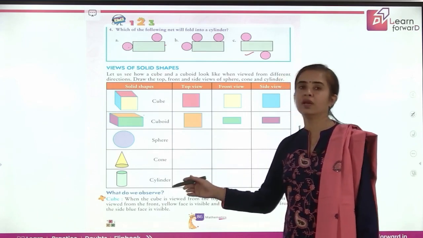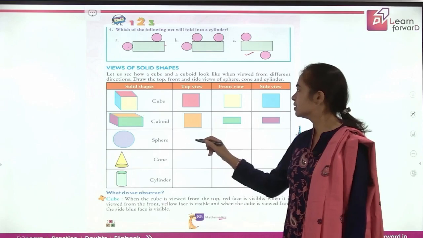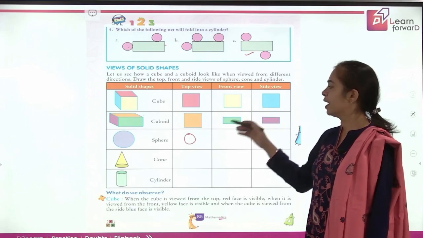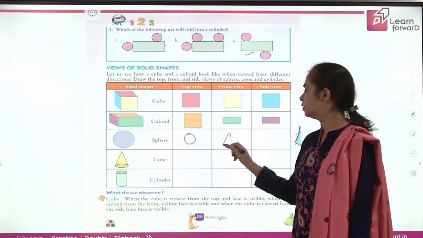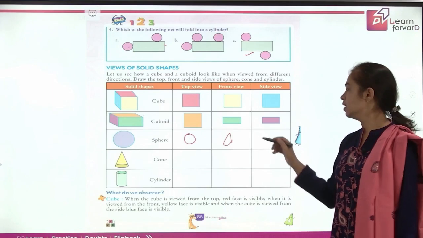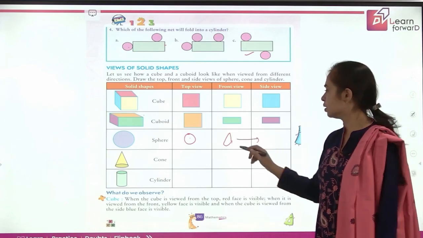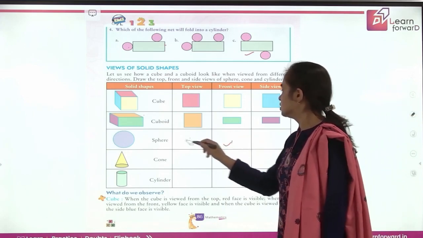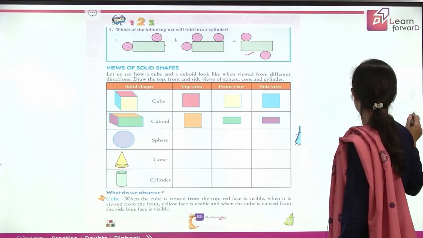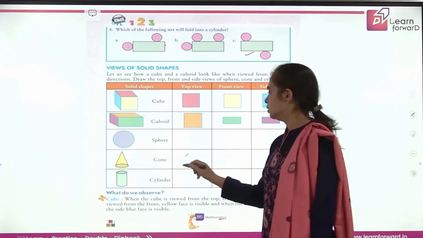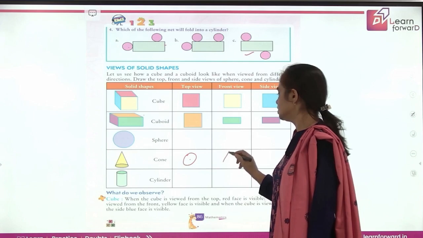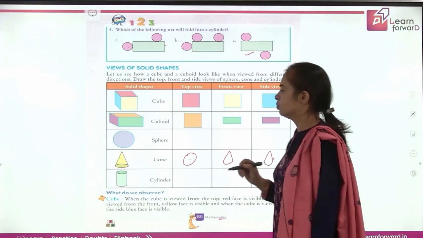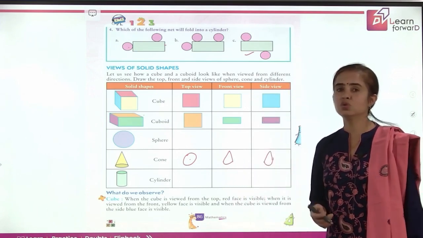Coming to cone. At the top, you see only a vertex. It looks like a circle with a dot here. When you look at the front view, it looks like this. And when you look at the side, again, it will be the same. This happens in case of a cone. So these are the shapes which are referred to for cone: a circle with just a dot you will be seeing, and a triangle with some curve from front and even from the side.